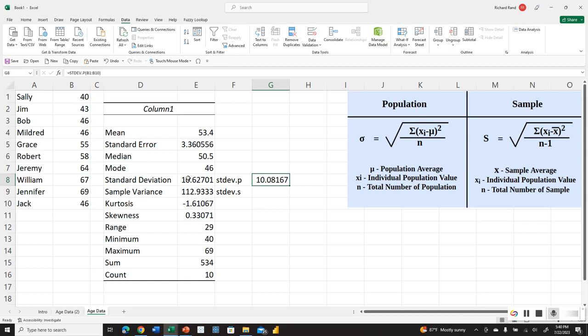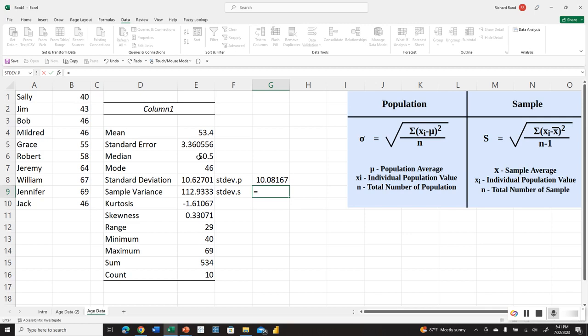Why are they different? Well, remember, because this is small, Data Analysis Toolpak is assuming that most of the time you're going to be computing a standard deviation based on a sample. So therefore, that's the formula that it's using. It's not using the population standard deviation. It's using the sample standard deviation. How do I know that?